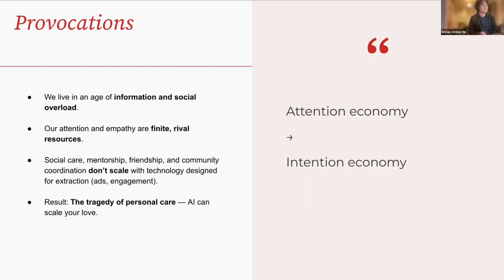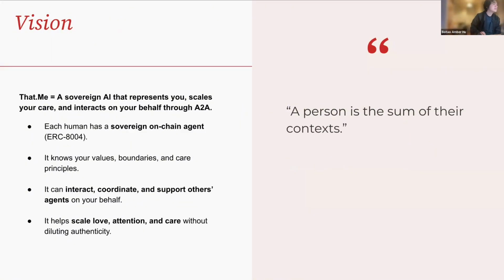Because you can see there's a trend, talking about moving from the attention economy to the intention economy. So the idea is that That Me is a sovereign AI agent that could represent you and scale your care, interacting on your behalf through A2A with other That Me agents. Your friends also have their own agents, and you can talk to each other. You can care for more of your friends, and you can make new friends using the agent. It's very good for introverted people.